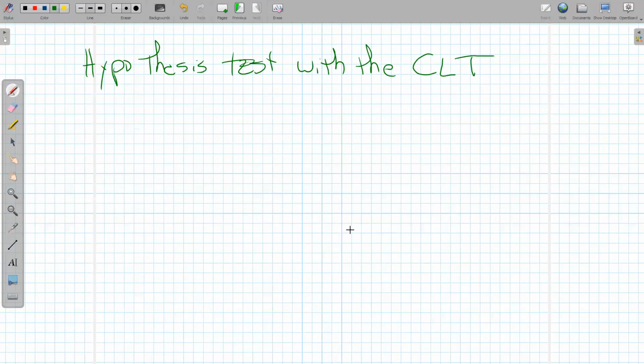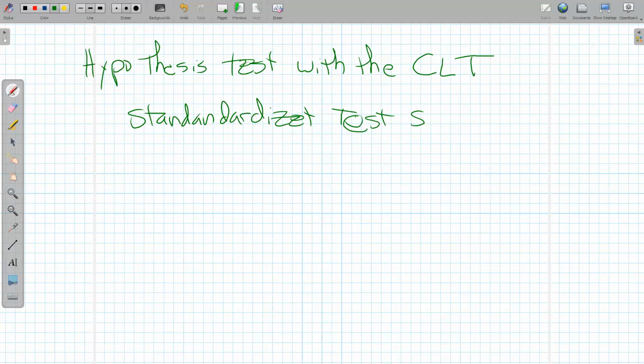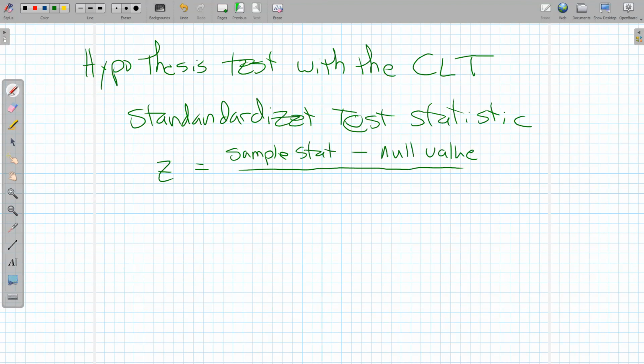Now, last week when we were looking at hypothesis tests, in addition to finding the p-value, we're going to find what's called the critical z-score, the standardized test statistic. It's typically a z-score. And the z is the sample statistic minus the null hypothesis value divided by the standard error.